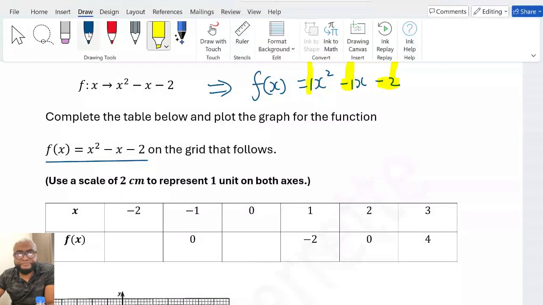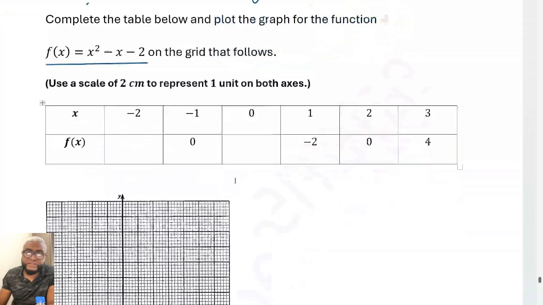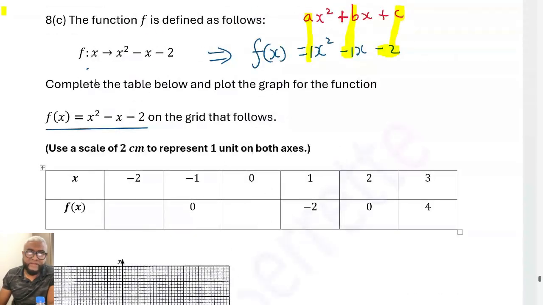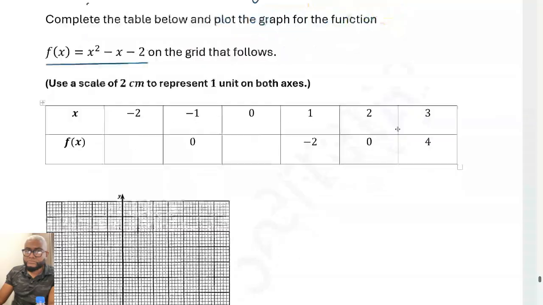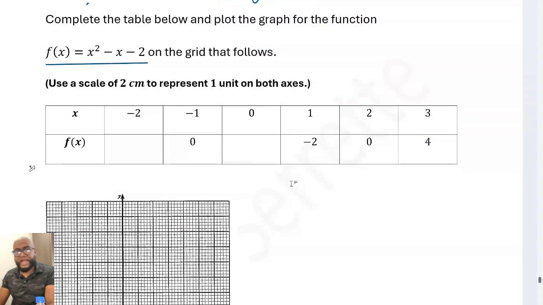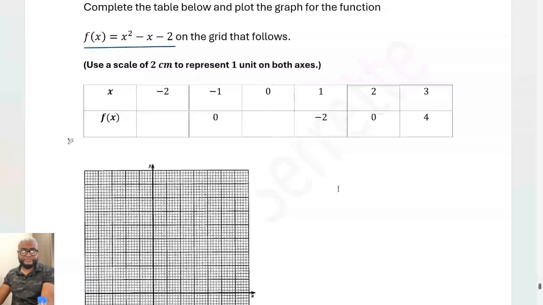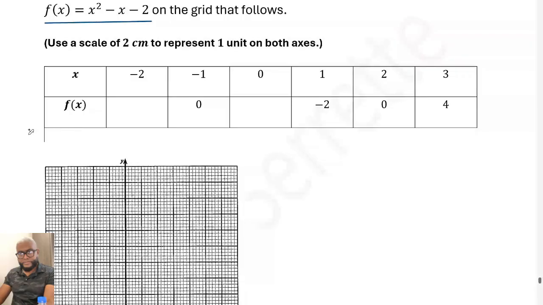So they want us to complete the table, using a scale of 2 centimeters to represent 1 unit on both axes. They want us to complete the table below and plot the graph of the function, right? So let's complete the table and let's draw this graph. I think Oli can handle this. Let's go.